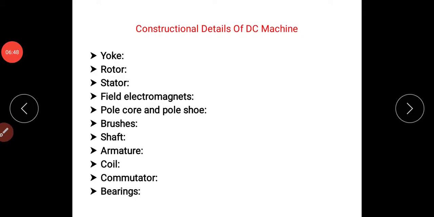Now, the construction details of a DC machine. These are the main parts of the DC machine. DC machine means DC generator or DC motor. The construction of a DC generator and a DC motor are the same, just the operation is different. The parts are: first yoke, next rotor, stator, field electromagnets, pole core and pole shoe, brushes, shaft, armature, coil, commutator and bearings.